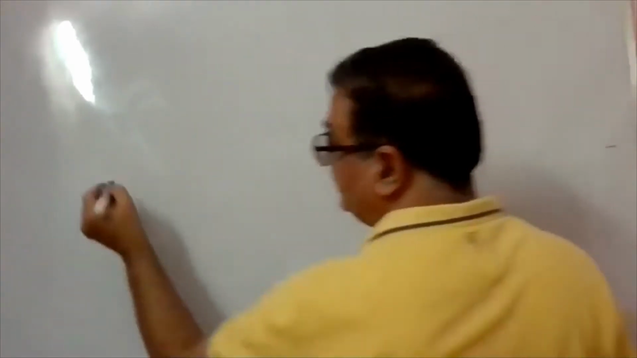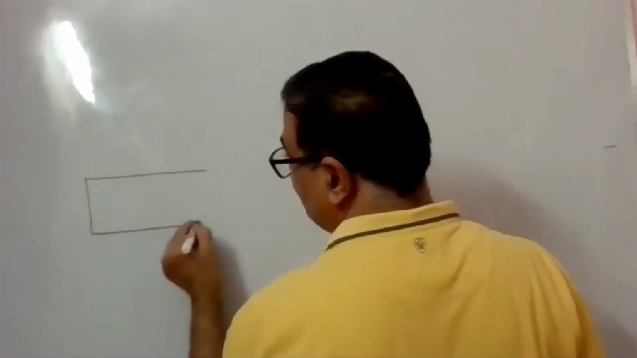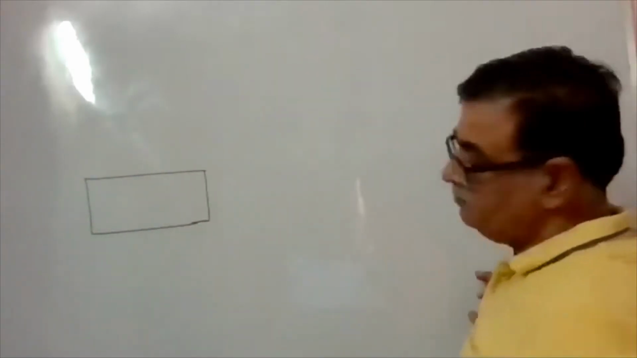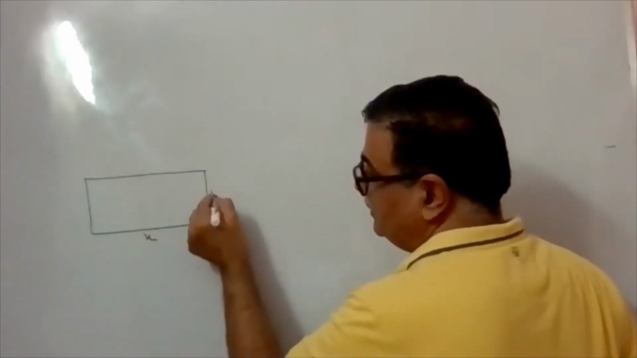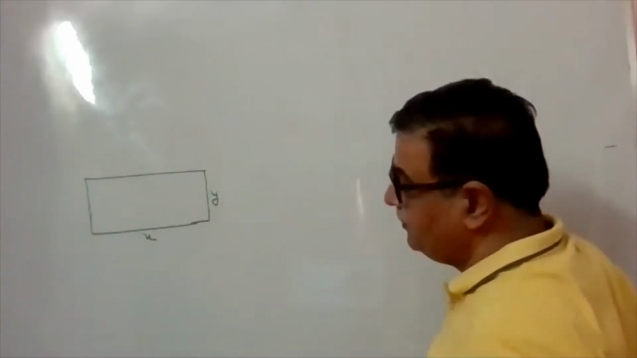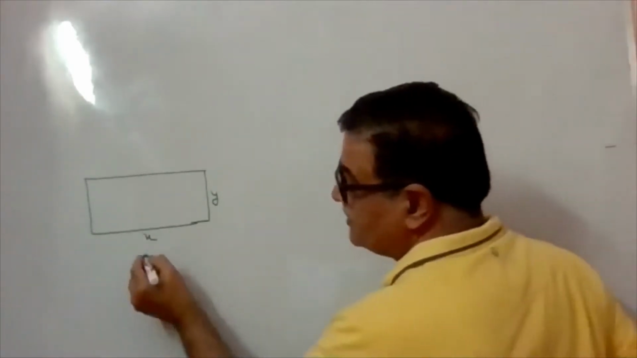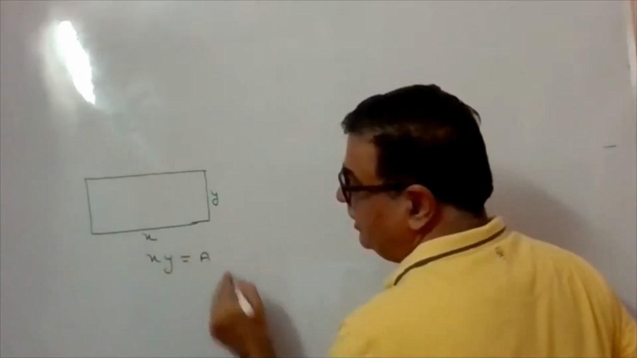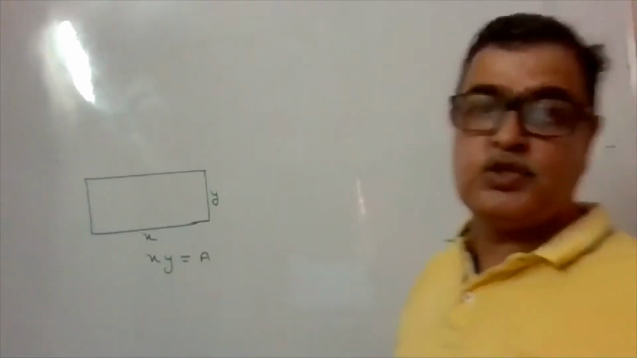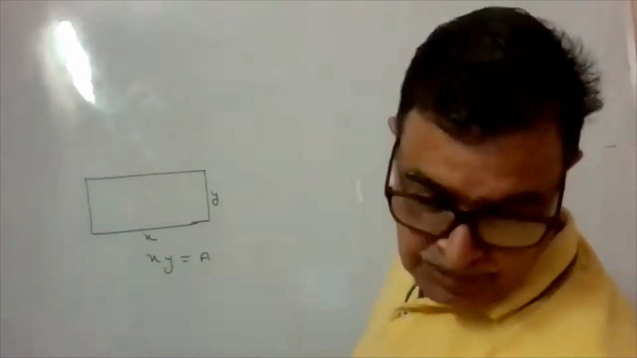Question I'll repeat. We have rectangles with given area. Area I have fixed. Dimension of the rectangle you can change, but in such a way that the area should remain constant. Let the dimensions of this rectangle be x and y. Question says the area of this rectangle has to be constant. Given area of the rectangle is x into y. This is given in the question.